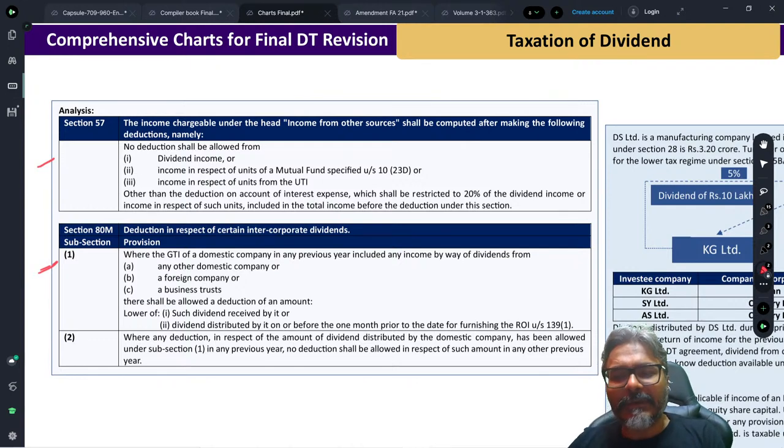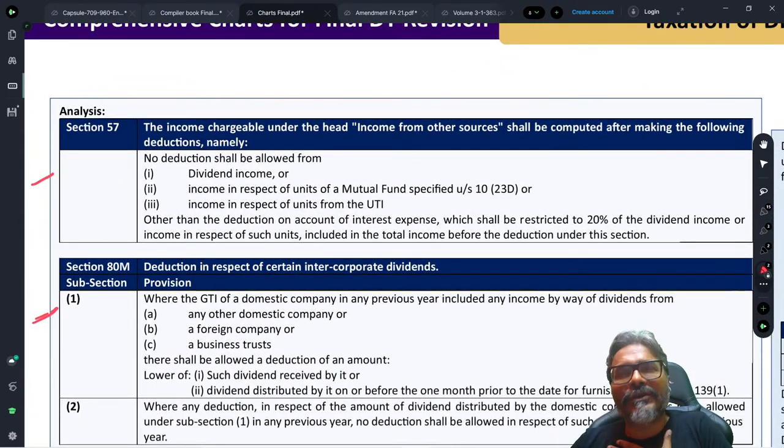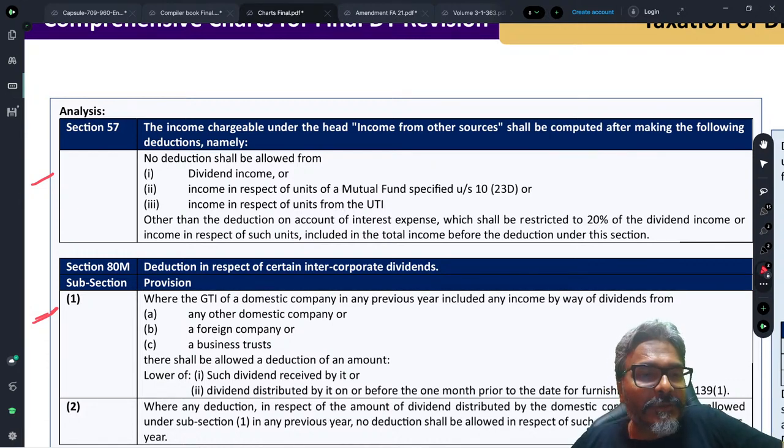Now, tell me one thing, students. Section 57, as you all are aware, has one deduction for the dividend income which is accessible in the hands of the shareholder. In respect of this dividend income, only one deduction is available. If I am an individual and I have taken a loan to acquire the shares of this particular company, then the interest on this loan amount will be eligible as deduction, but a maximum upper limit is given. The upper limit under section 57, students, is how much? 20% of the dividend income happens to be the upper limit.